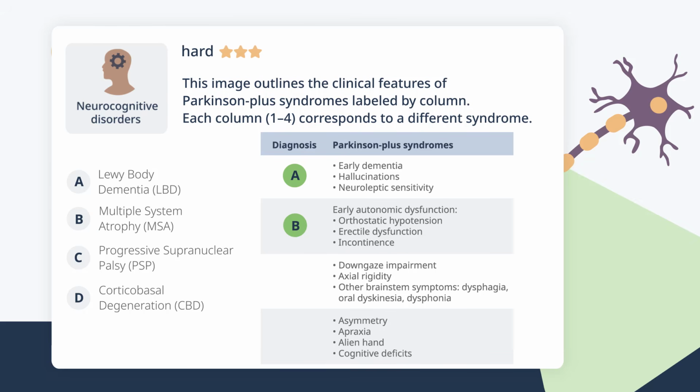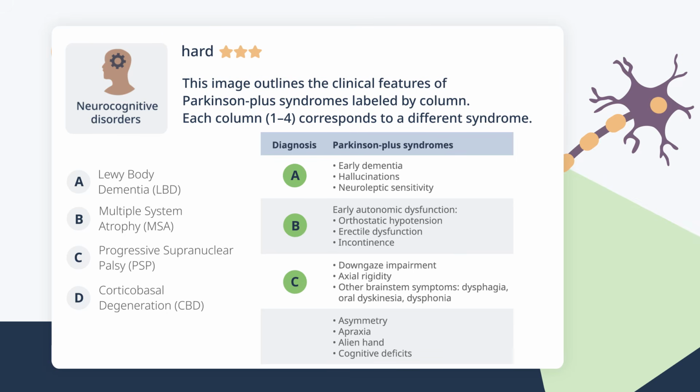Next, multiple system atrophy. The key feature of this syndrome is early autonomic dysfunction. So we think about orthostasis, erectile dysfunction, and incontinence. Any of those three findings early in the course of the Parkinsonism should prompt the consideration of multiple system atrophy.